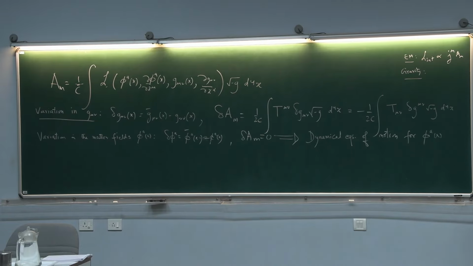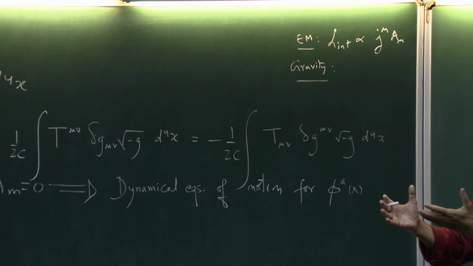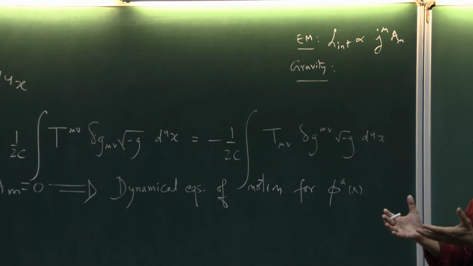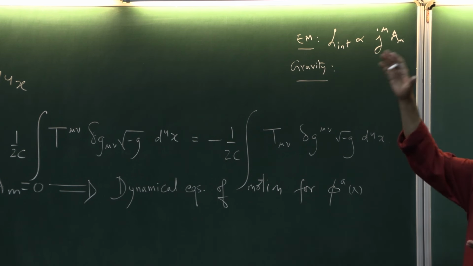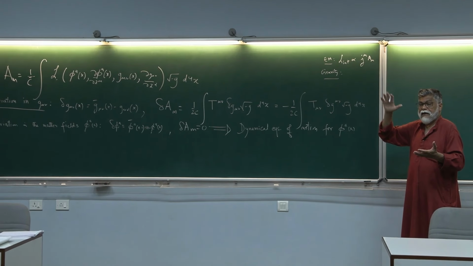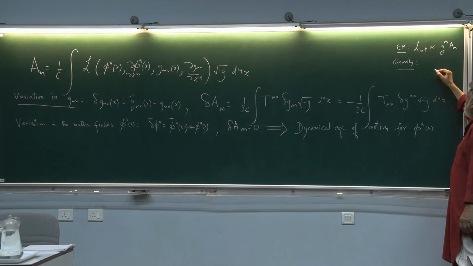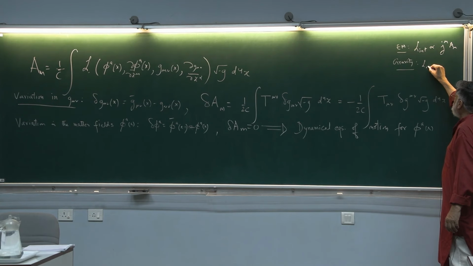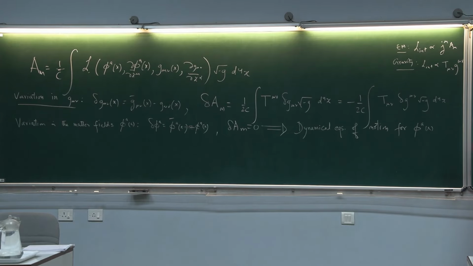And gravity being universal, it must couple to things which are universal themselves. And the energy momentum tensor is universal. The energy momentum tensor exists for charged particles, neutral particles, weakly interacting particles, and what have you. And therefore, the gravity interaction must be proportional to T mu nu G mu nu. I would guess that Einstein would have argued in this manner.